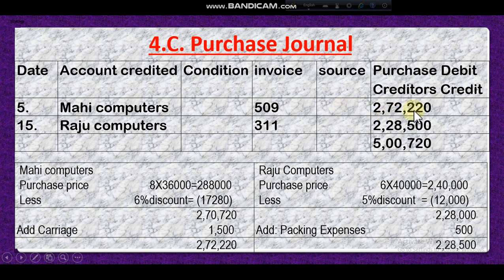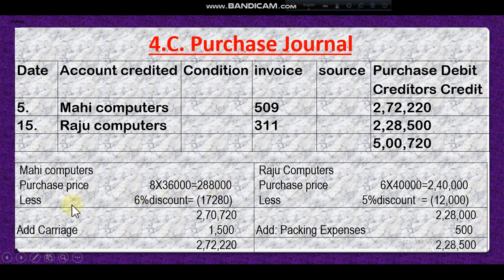Dear student, now the amount, 2,72,220. It is not given in the question. Where did I get it? Dear student, look at the workings. My computer purchase price. We have purchased 8 computers at 36,000 each. So total purchase price is 2,88,000.